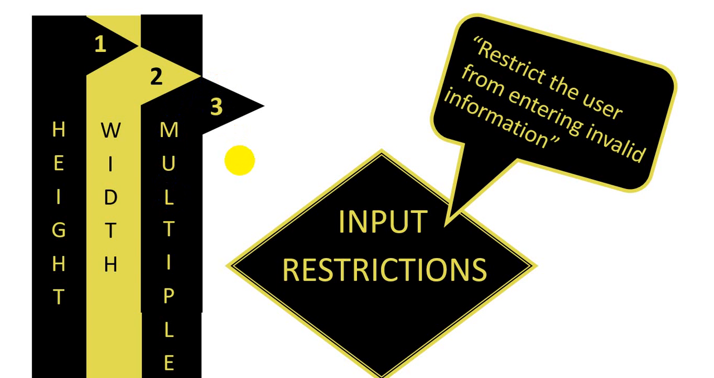So if you use the multiple attribute with input type equal to file and input type equal to email, the user can add multiple email IDs and multiple files. Let's have a look at how we use this technically in web designing, web development, or HTML5: how the height attribute works, how the width attribute works, and how the multiple attribute works.